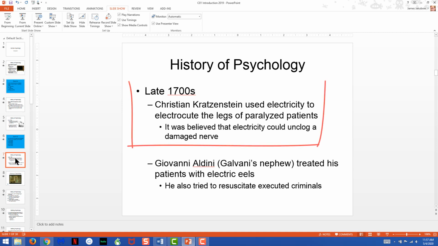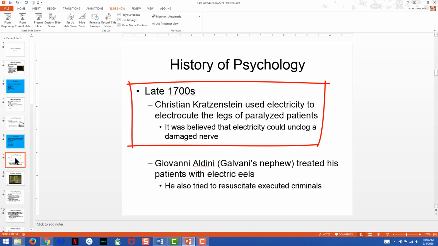So, for example, in the late 1700s, usually identified sometime around the 1790s, a fellow named Christian Kratzenstein used electricity to electrocute the legs of paralyzed patients. Because, from a medical standpoint, electricity seemed to be a stimulating event, right? If you electrocute yourself, it would be kind of characterized as a stimulating aspect.